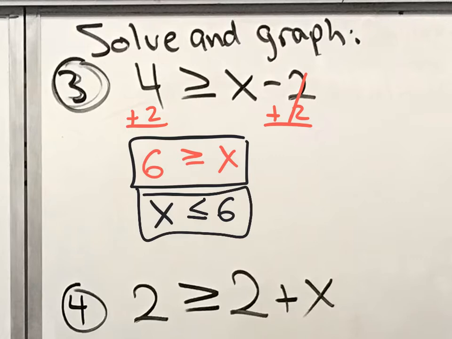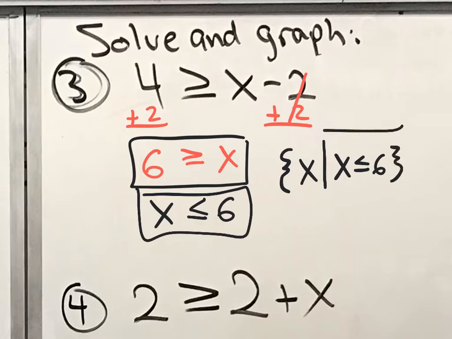And I might as well rewrite this answer in set notation. Remember, it's those little funky brackets. If we're dealing with the variable x, which we are, you write that down. You put the little wall right there, or the little line, and then you write down your answer after that line. It's going to be x is less than or equal to 6. You close the bracket, and that's what we call set notation.